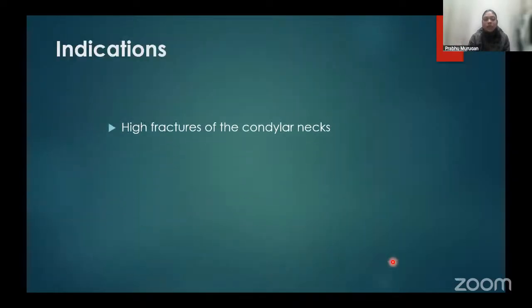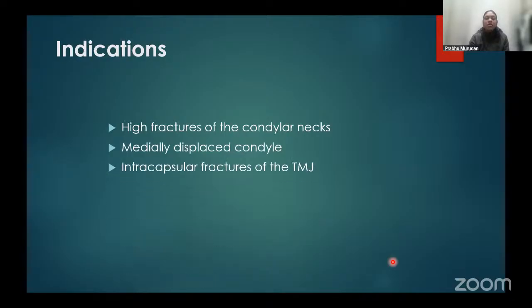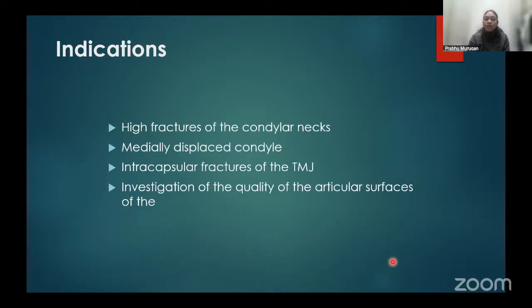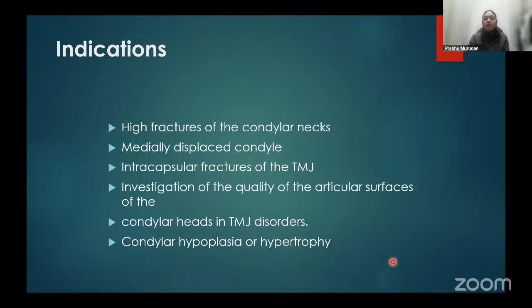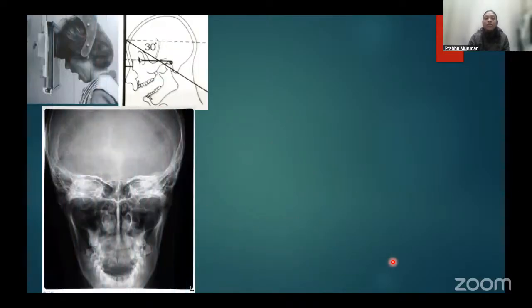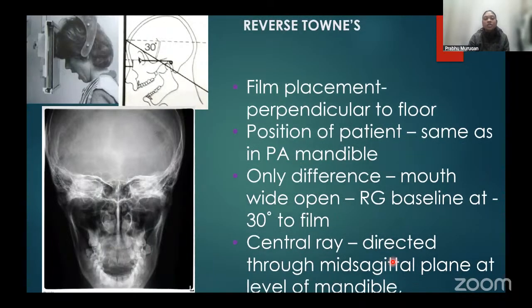Okay, so like I already mentioned, the following X-ray is indicated in case of high fractures of the condylar neck, in case of medially displaced condyle, to capture the intracapsular fractures of the TMJ, and to investigate the quality of articular surface in the condylar heads in TMJ disorders, and to look at the condylar hypoplasia or hypertrophy. So in such cases, this reverse Towns projection is very useful.